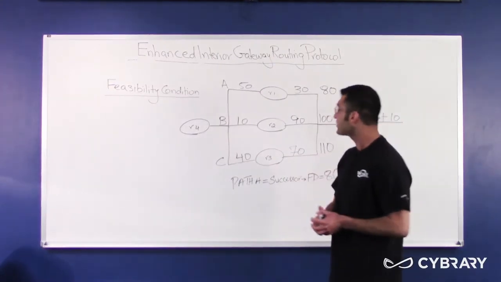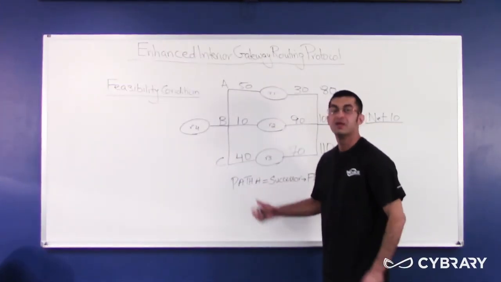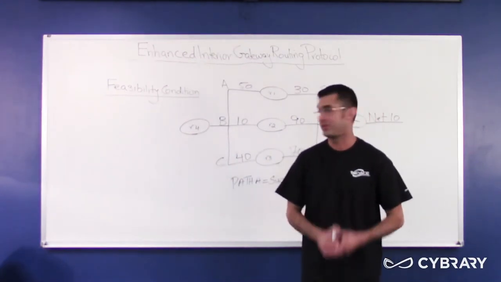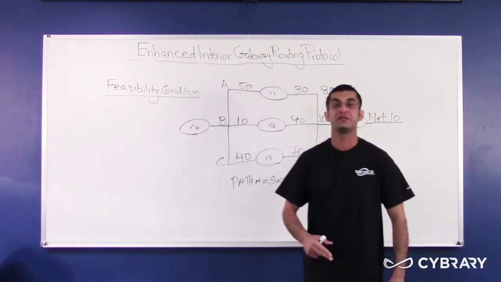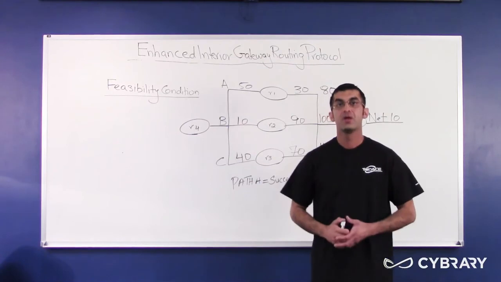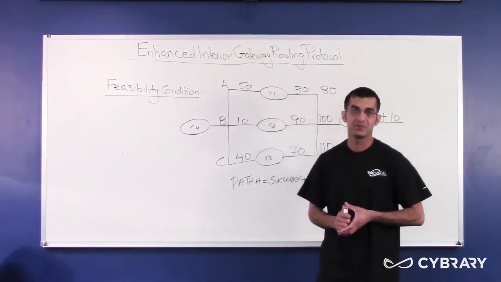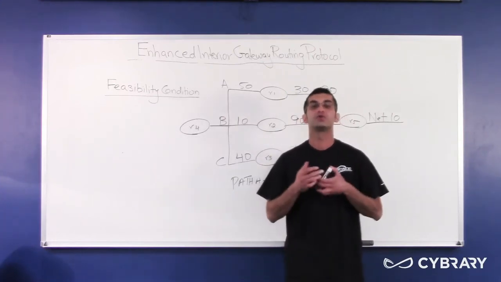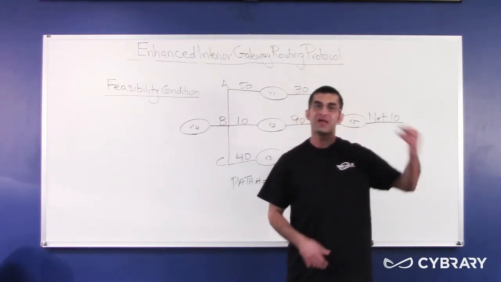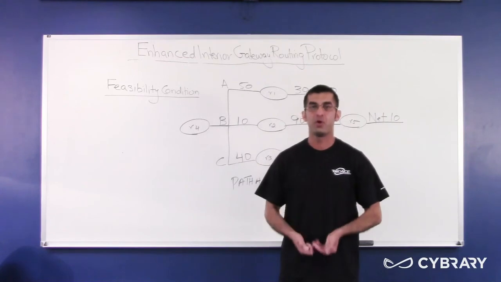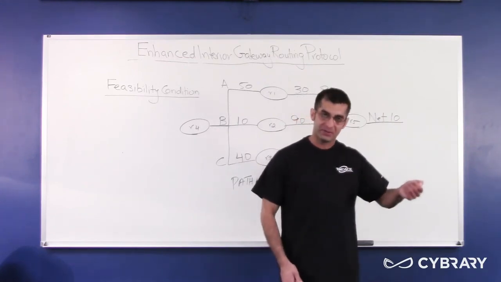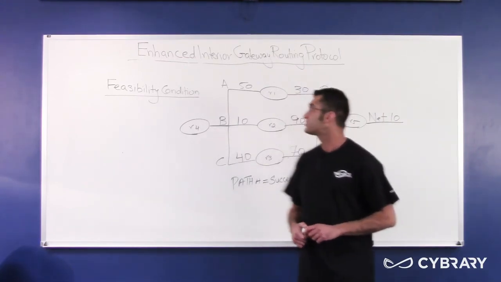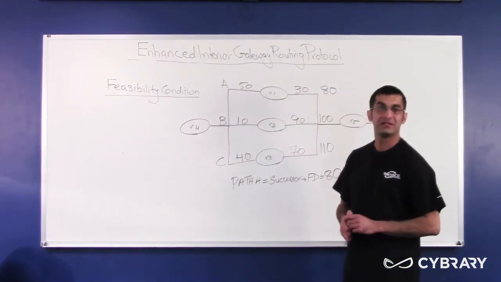Now, if the successor route, which is path A, fails, the next best feasible successor, which is path C, immediately becomes the successor. This helps with convergence because you already have alternate paths to the same destination stored in your topology table. So if the best path fails, you immediately promote the next best path to the routing table. This concludes the feasibility condition lecture.